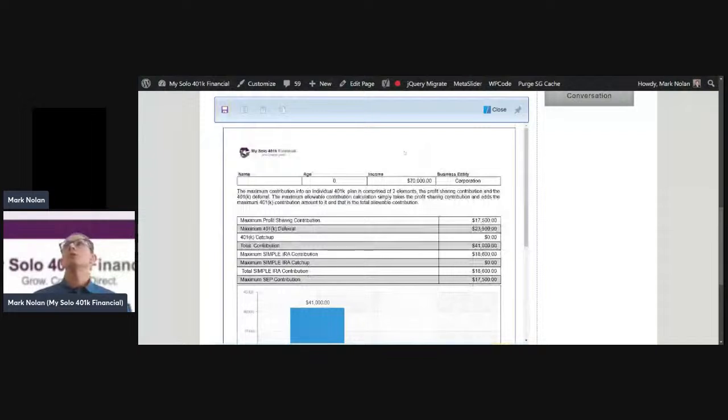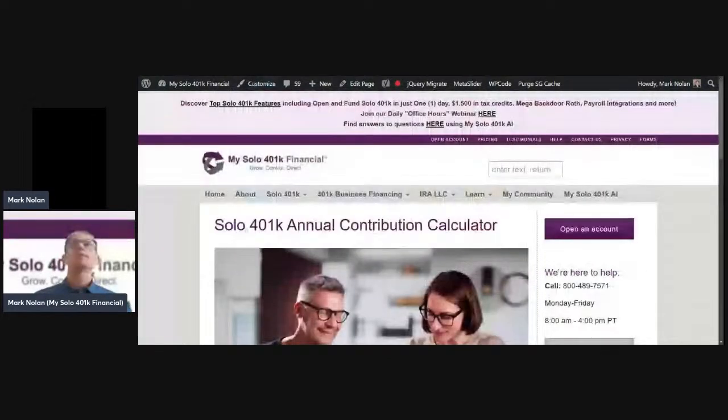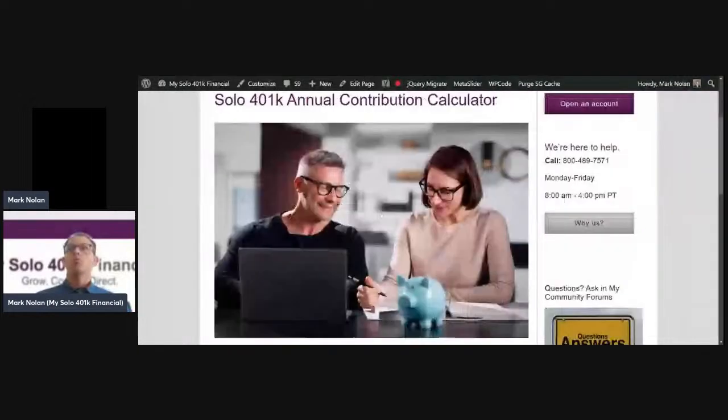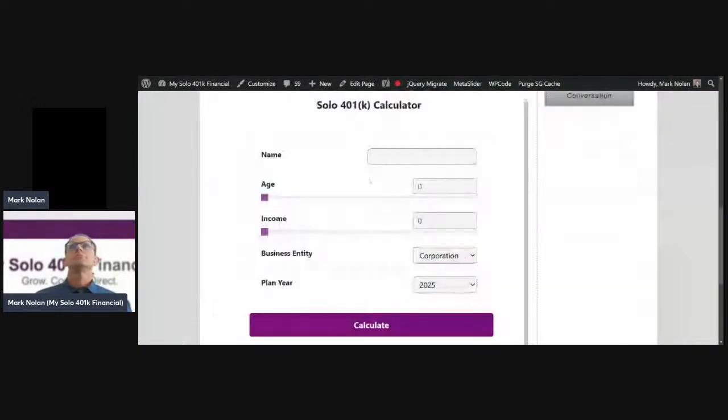Okay, let's take a look at one more example here. Let's take a look at an example for 2024 again. Let's use $50,000 this time of W-2 wages from your S corporation for 2024.